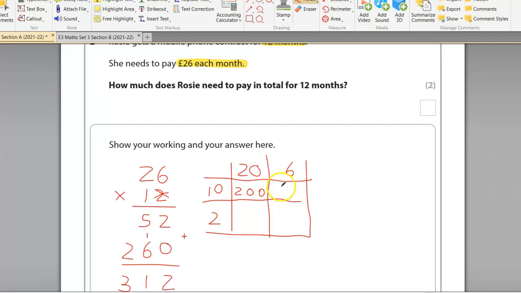10 times 6. Well, if 1 times 6 is 6, put that 0 on the end, so that's 60. 2 times 20, well, 2 2s are 4. We've got a 0 to put on the end, so that's 40. And 2 6s make 12. So now these four numbers, add those together. So 200, 60, 40, and 12.